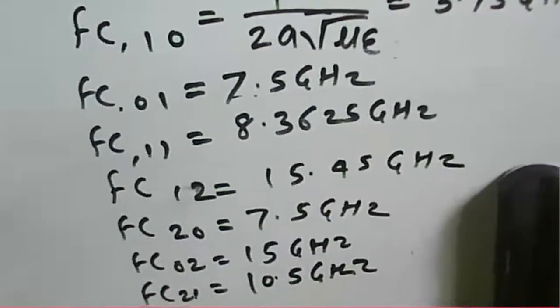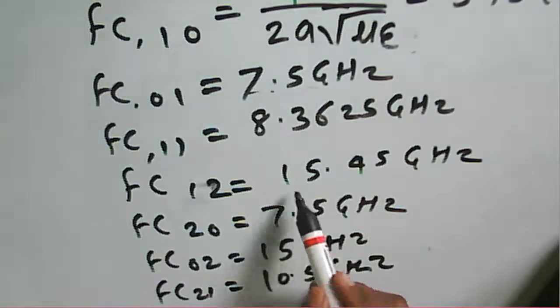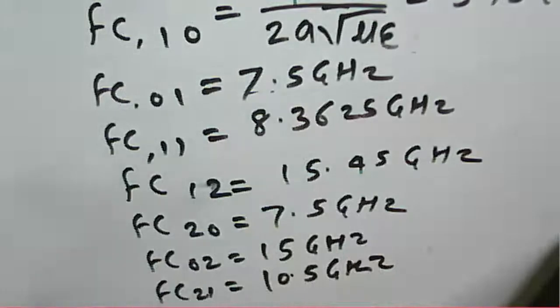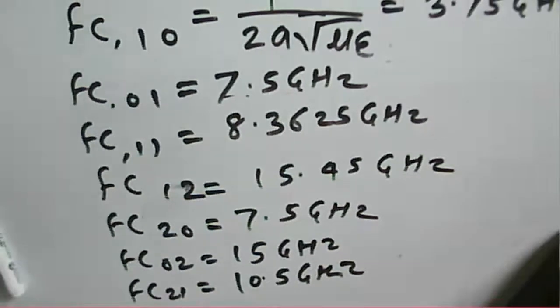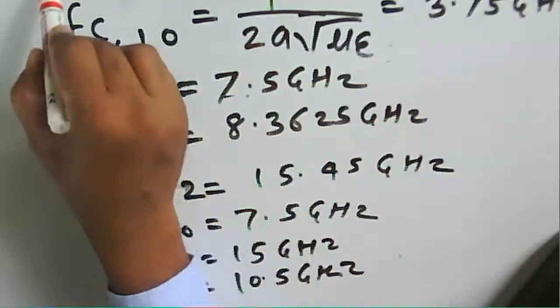Okay, likewise. Now this one. You see that, 10.5 gigahertz. This one is about 15 gigahertz, 7.5 gigahertz, 15. So now the question is: find the cutoff frequency, and find the modes that can be used to transmit the 8 gigahertz frequency. Now 8 gigahertz is our signal frequency, and these are the cutoff frequency values we are getting.